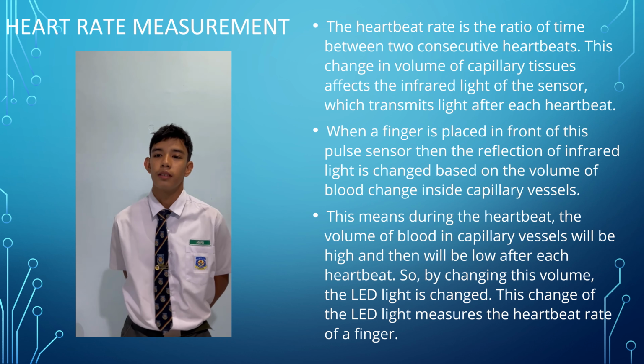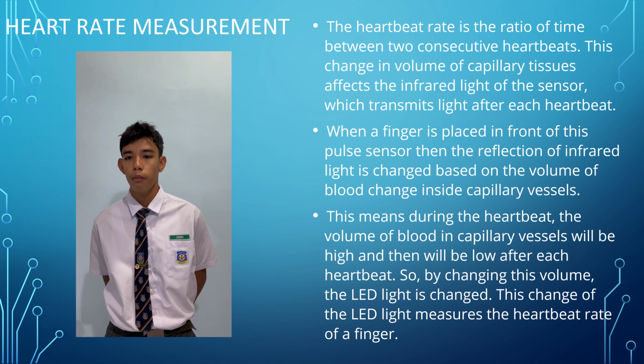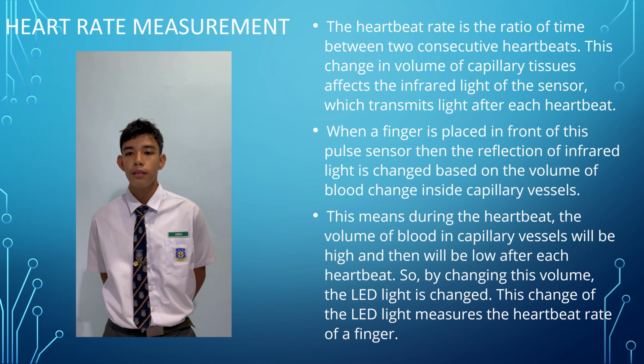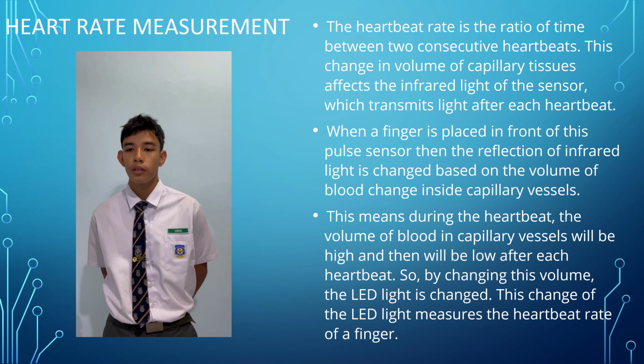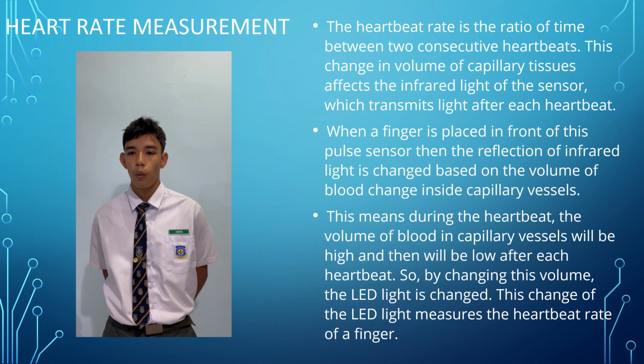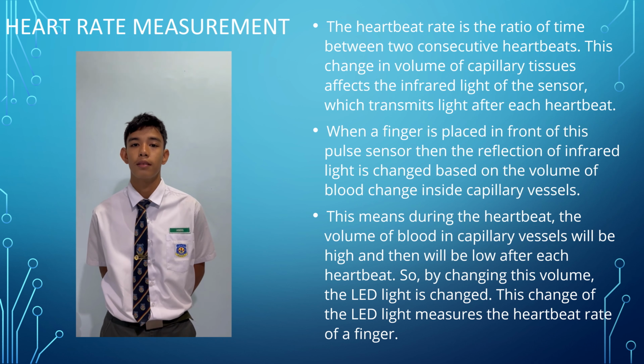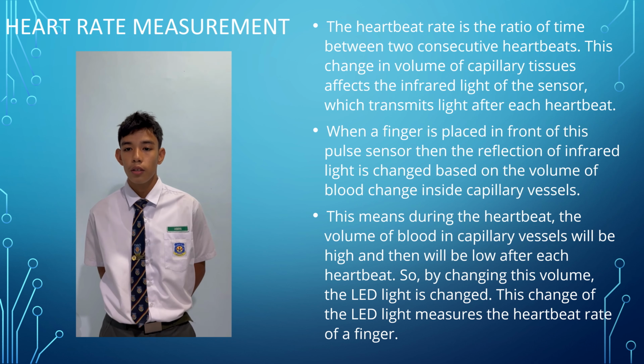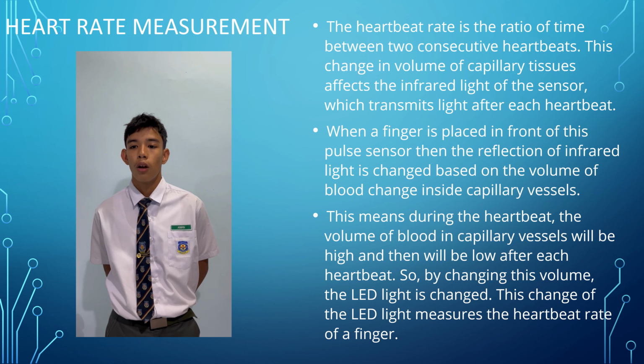Heart rate measurement. The heartbeat rate is based on the time between two consecutive heartbeats. The change in volume of capillary tissues affects the infrared light of the sensor, which transmits light after each heartbeat. When a finger is placed in front of this pulse sensor, the reflection of infrared light changes because of the blood volume change inside the capillary vessels.